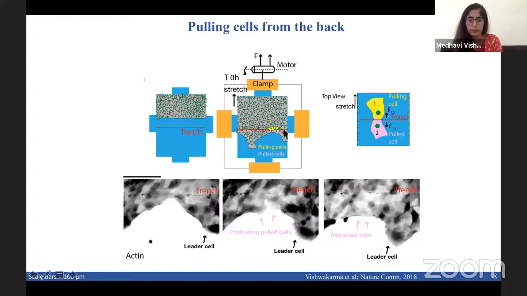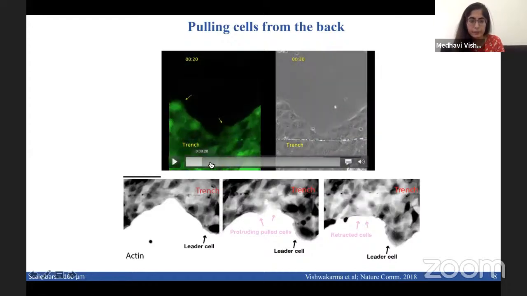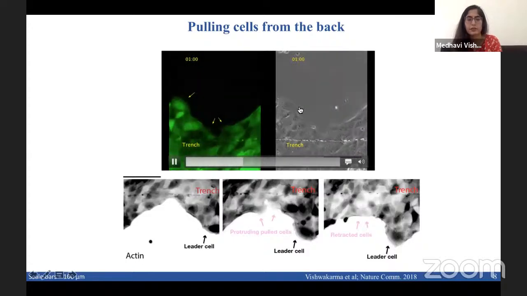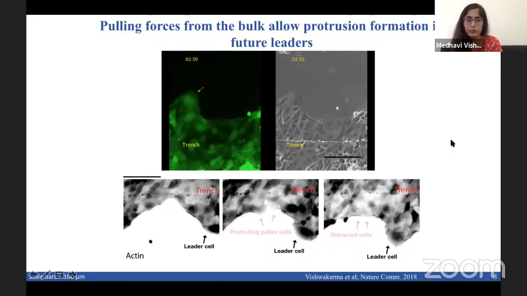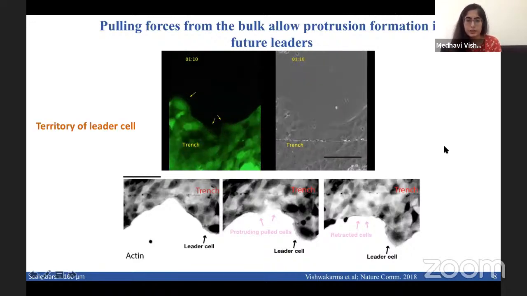In that instance, when we pulled, these cells are protruding forward. So in the movie, you can appreciate it more clearly. When there's a pulling force, you can see that these cells are protruding, and then they retract because there are existing leaders already present. So this demonstrates that pulling forces from the bulk actually allow protrusion formation in the future leaders.